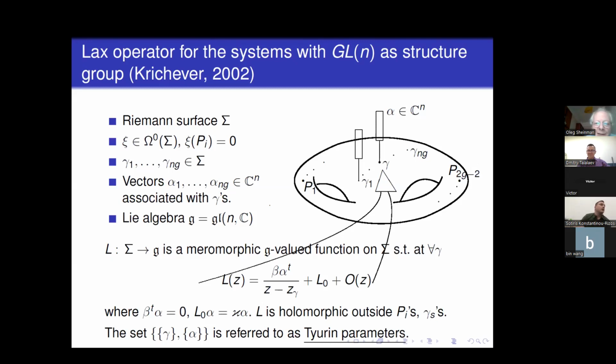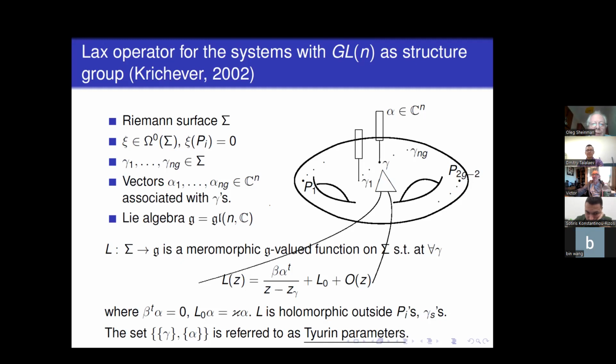I will start with the inverse spectral method. I will follow the work by Krichever of 2002, at least at the first steps of my presentation. So, following Krichever, the GL_N Hitchin system can be defined as follows.